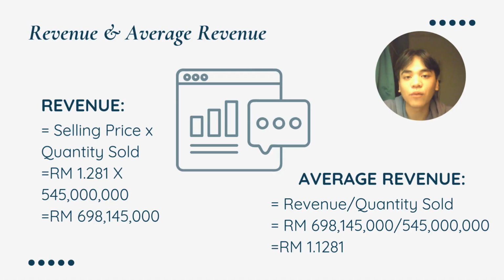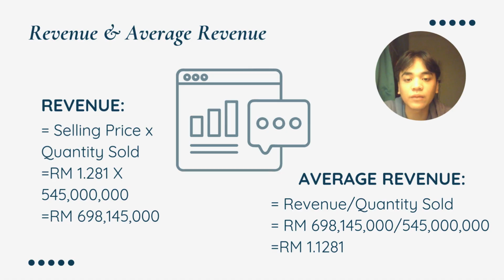These slides explain our revenue and average revenue. Revenue is calculated by multiplying the selling price by the quantity sold. In our case, the selling price is 1 ringgit 281 cent per unit, and the quantity sold is 545 million units. When we multiply this value, the total revenue is 698,145,000 ringgit.